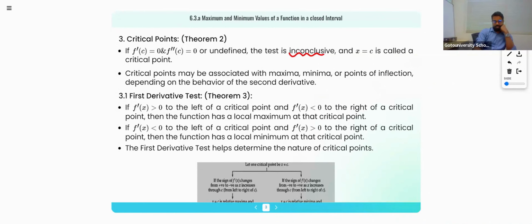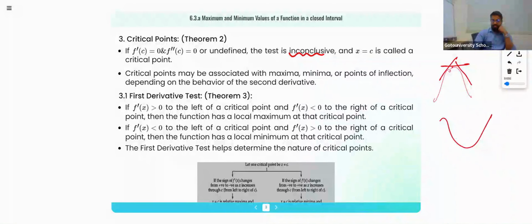The theorem says if f dash x is greater than 0 to the left of the critical point and f dash x is less than 0 to the right of the critical point. So let's say the critical point is here and you're differentiating it. Here it is greater than 0 and here it is less than 0. That means that critical point is a maximum point.